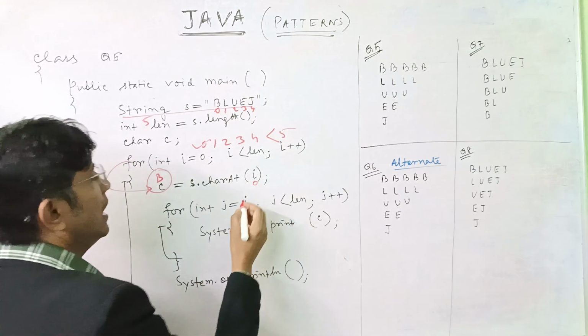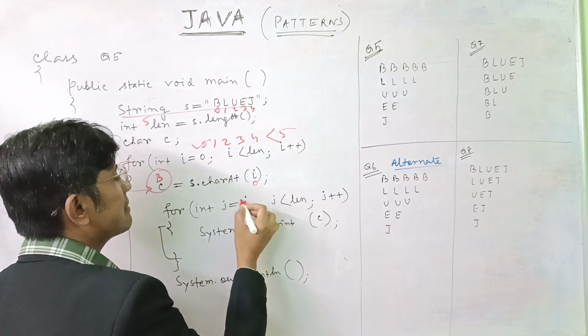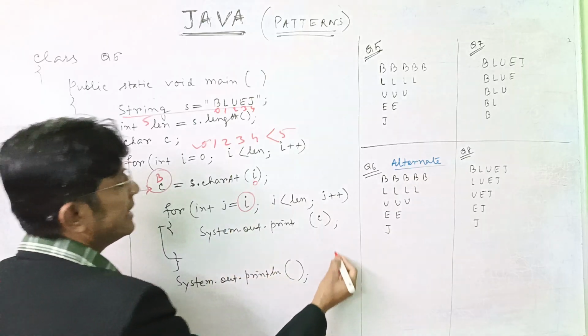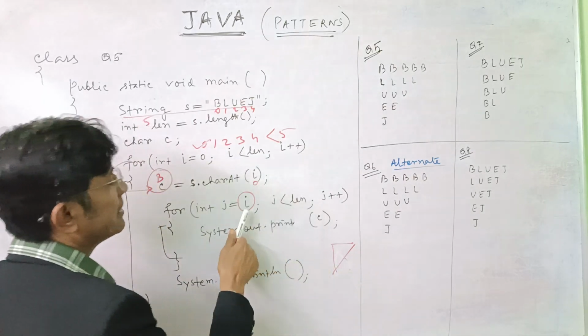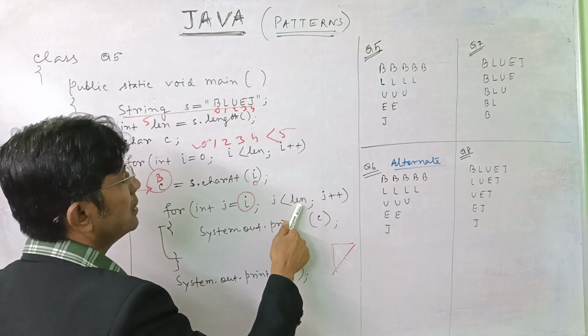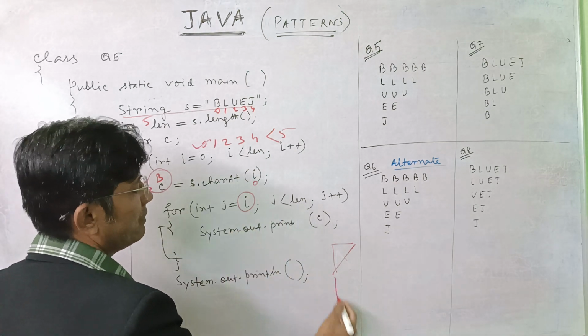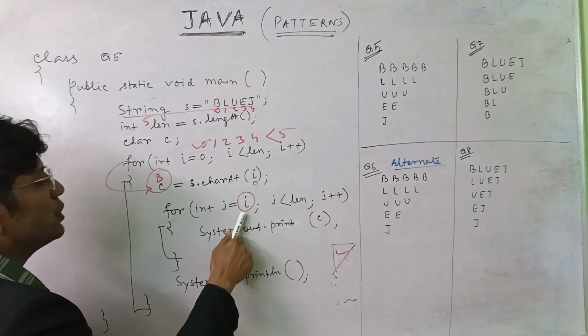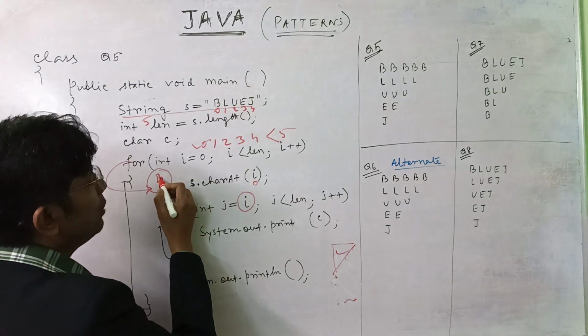I think in the last class I explained that if you write i here, we will get a shape like this. If you write i here, we get a shape like this. If you write i here and 1, we will get a shape like this. So we are doing this shape now. So you will write it here. What character have you taken?